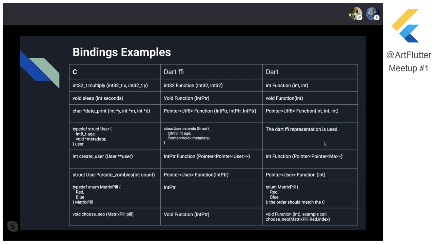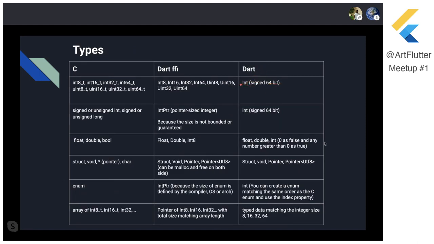So here is a small example of how a function in C will look in Dart FFI and then in Dart. For example, we have a multiply function which returns an int32 and takes int32 parameters. In Dart FFI, you will have to represent this function as follows: Int32 Function, which takes two Int32. And from the Dart perspective, you will just say int, int, because, as we said previously, Dart only has one int type, which is signed 64-bit.